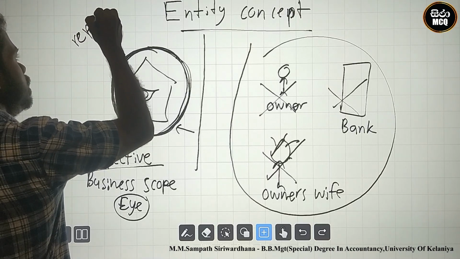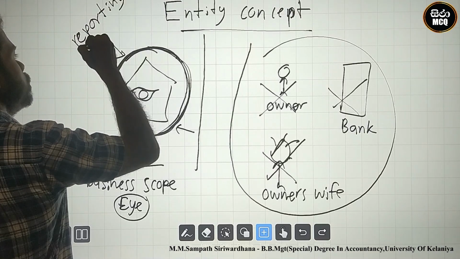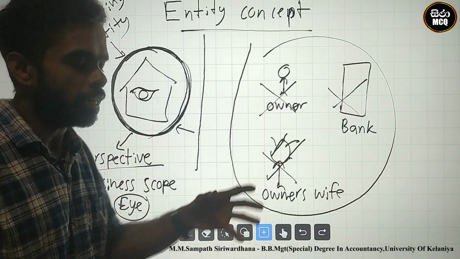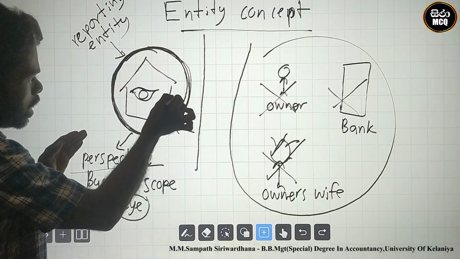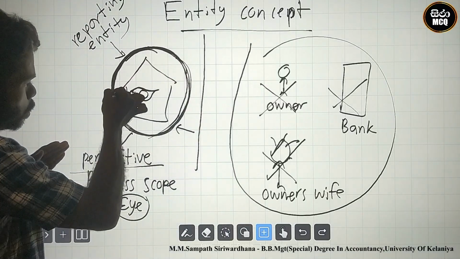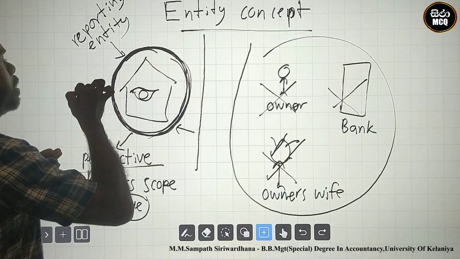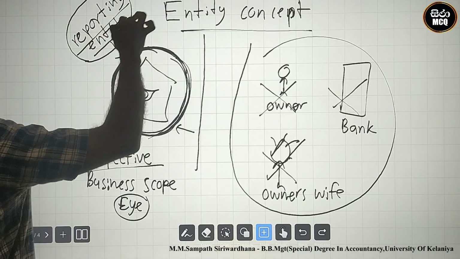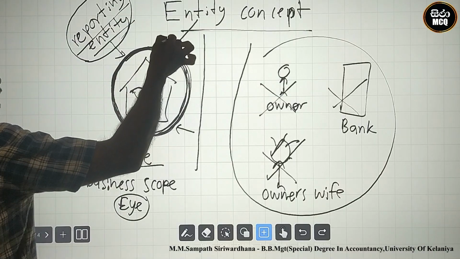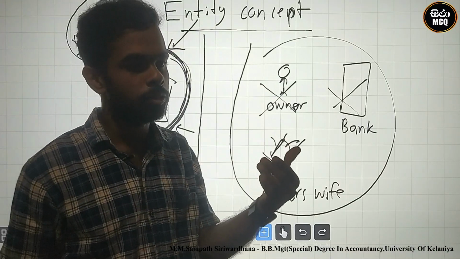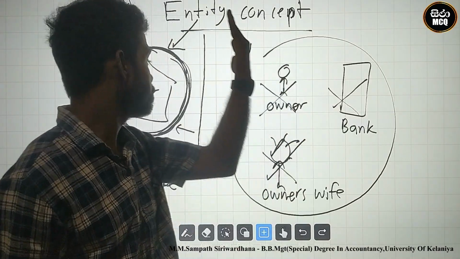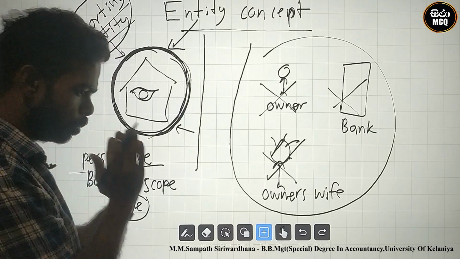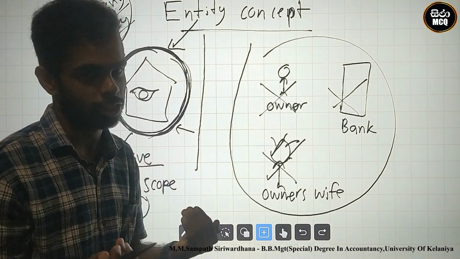Reporting entity means there is an entity, and we record the transaction. Only the transactions that occurred in this area are recorded. Reporting entity identification means this guideline, the entity concept guideline, to separately identify our business. This is the reporting entity, only reporting entity transactions.